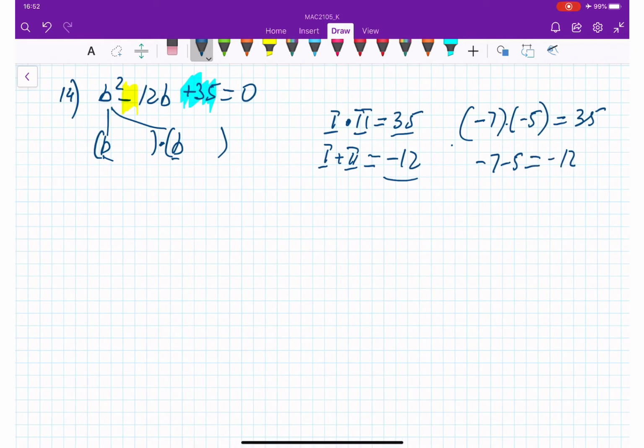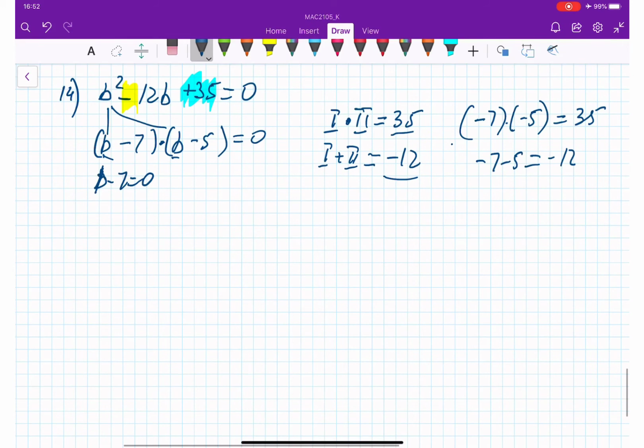Okay, so (b minus 7)(b minus 5) equals 0. Since the product is equal to 0, that means either b minus 7 is equal to 0 or b minus 5 is equal to 0. When b minus 7 equals 0, that means b is equal to 7. And when b minus 5 is equal to 0, that means b is equal to 5, right? So the solution is 7, 5.